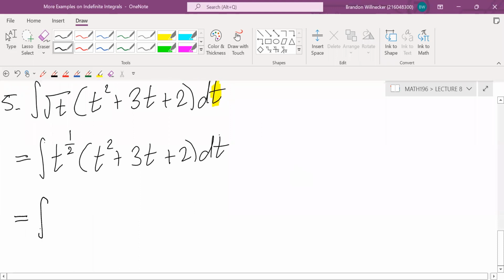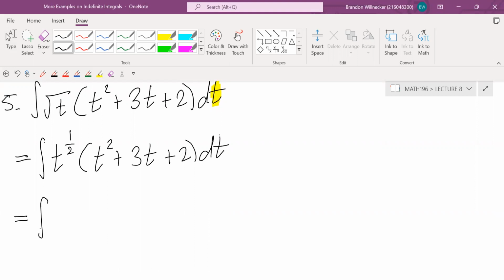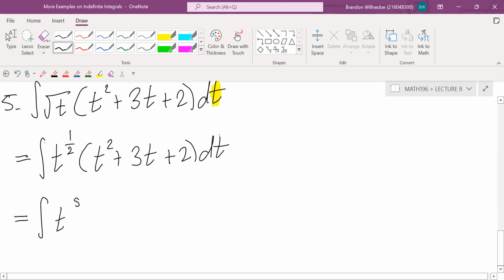Okay, so let's multiply this out. t to the 1/2 times t squared. We need to add those two together. So we get t to the 5/2 plus 3t to the 3/2 plus 2t to the 1/2 dt. Okay, so now everything has a nice exponent.